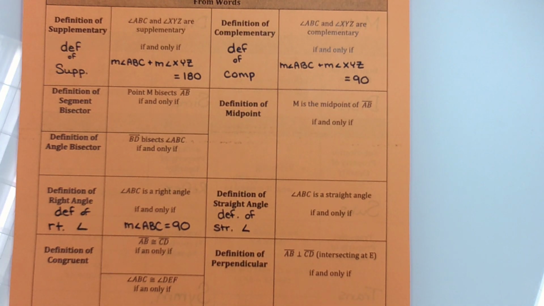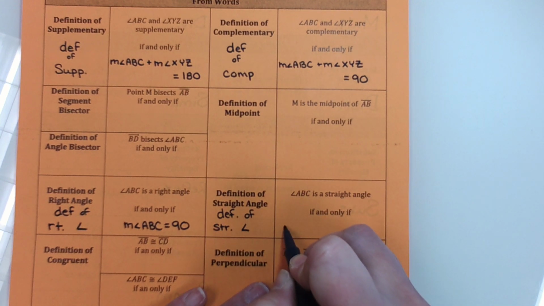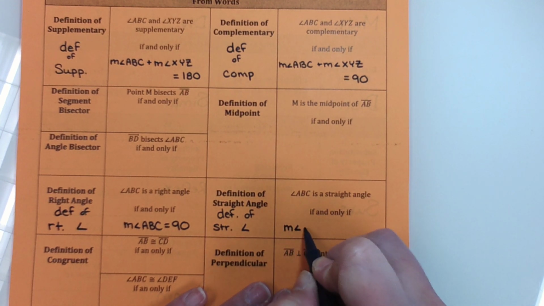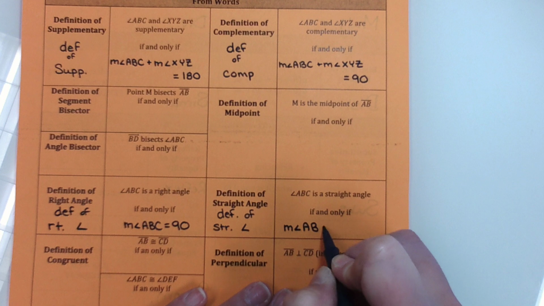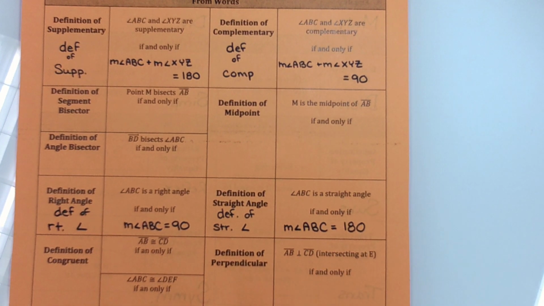A straight angle is an angle that measures what? Yes. So if you see an angle is a straight angle, you can say that the measure of that angle is equal to 180. Yes, degrees. No, I don't tend to write the degree symbol in the middle of the proof.